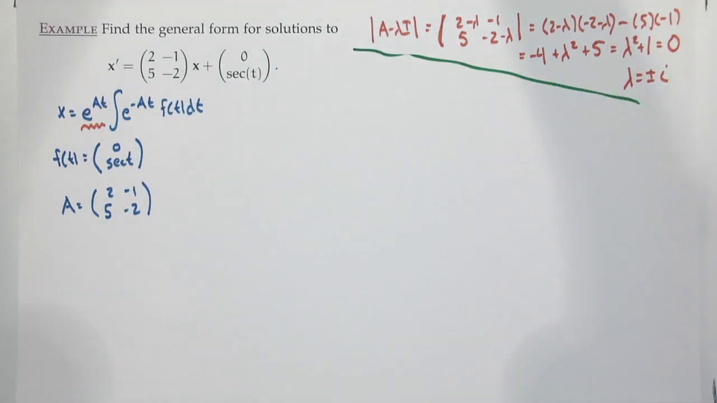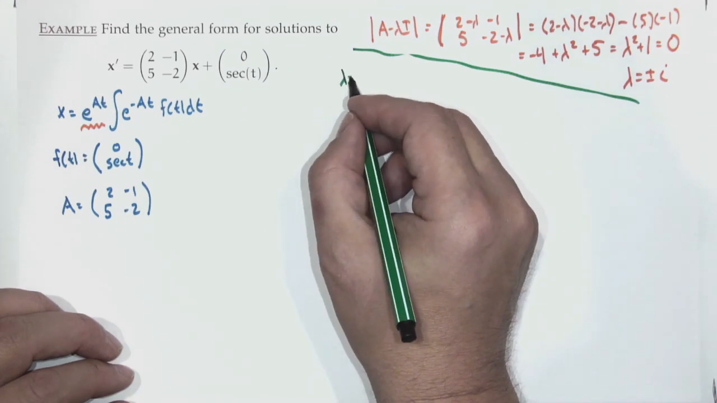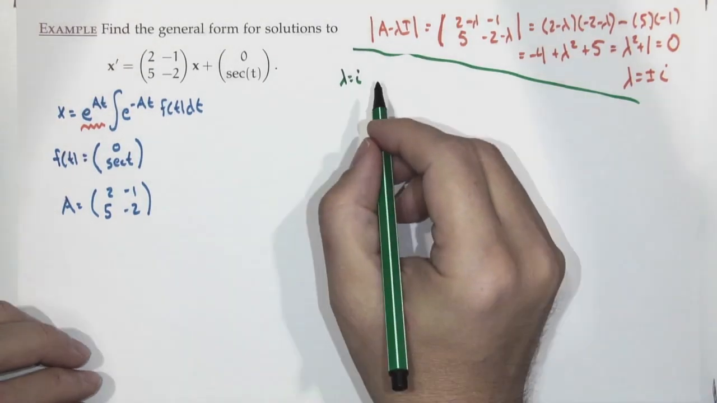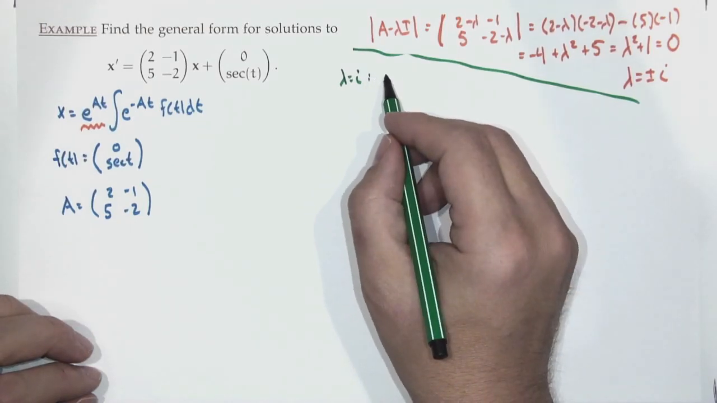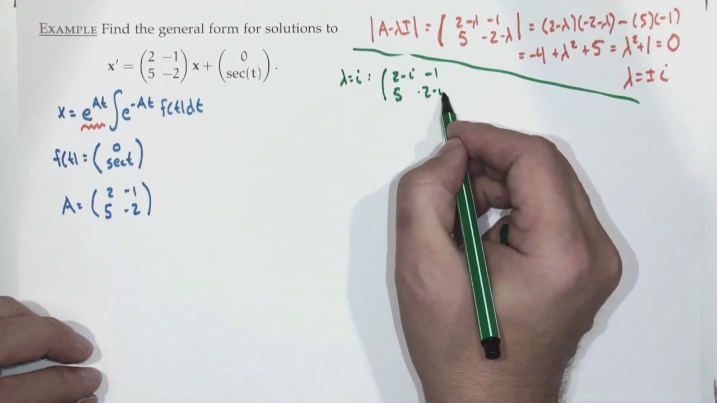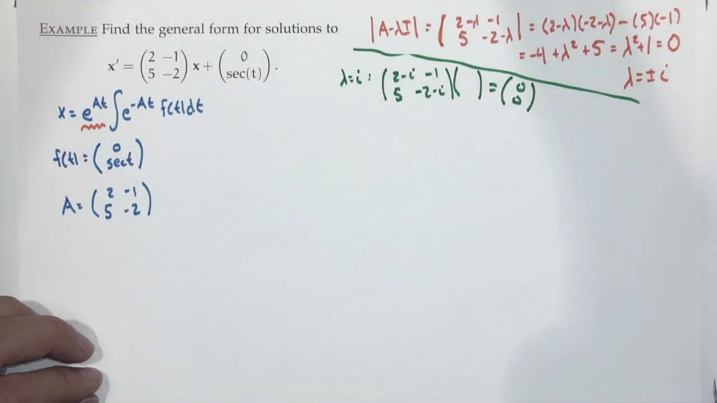Okay, so eigenvalues done. What comes next? Eigenvectors. And when we're doing complex, we only have to do a single eigenvector because we're going to take our single eigenvalue-eigenvector pair and produce our two solutions. So we say, okay, lambda equals i. So we have our matrix 2 minus i, negative 1, 5, negative 2 minus i. And we have to find something that multiplies it so that when we multiply, we get 0, 0. Do we have any such something that works?